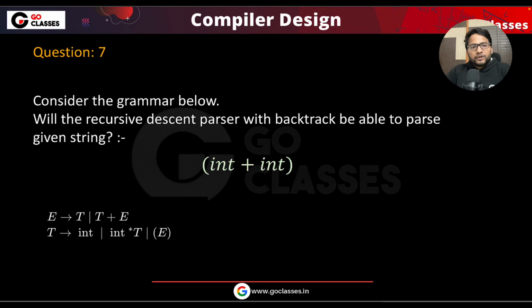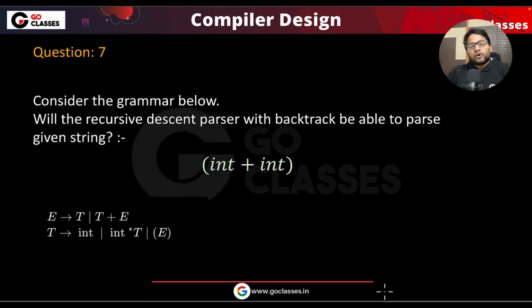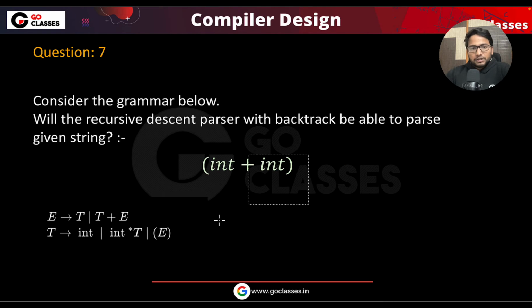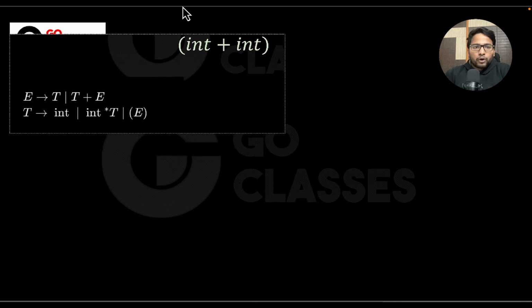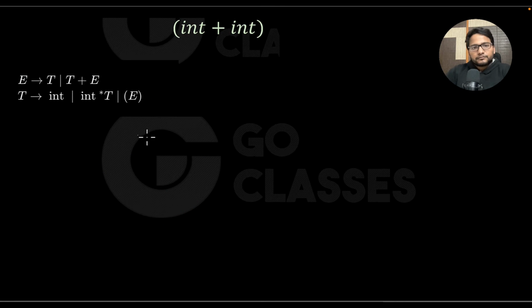So what they are saying: consider the grammar below. Will the recursive descent parser with backtrack be able to parse the given string? This is one of the very interesting questions. They are asking whether the recursive descent parser with backtrack will even be able to parse this string for this grammar. Let's just see. This is the very first kind of question where we are seeing this type of thing, right? So as usual, we will start with the start symbol, which is E.